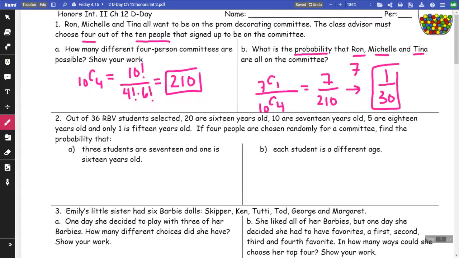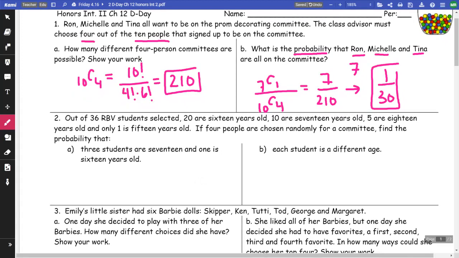On number 2, out of 36 RBV students selected, 20 are 16-year-olds, and we've got 36 RBV students total. 10 are 17-year-olds, 5 are 18-year-olds, and there is 1 15-year-old. If 4 people are chosen randomly to form a committee, find the probability that 3 students are 17 and 1 student is 16 years old. Okay, so it is a probability, and we are trying to get a 4-person committee.